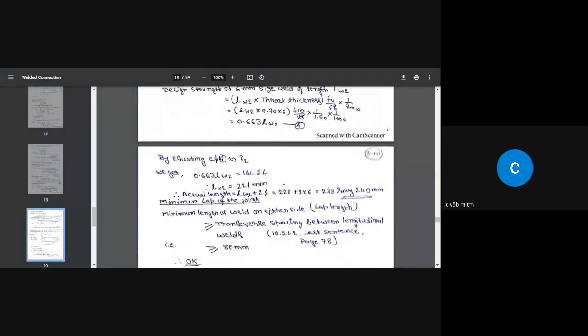Now we are going to equate LW2 to this P2 value, 146.54. Once we equate that, the minimum effective length we need is 221 millimeter. Therefore, the actual length we need is LW2 plus 2 times the size of the weld. So that is 233 millimeter. So we are not going to provide 230 millimeter. Instead, we say 240 millimeter. Is this clear to you?